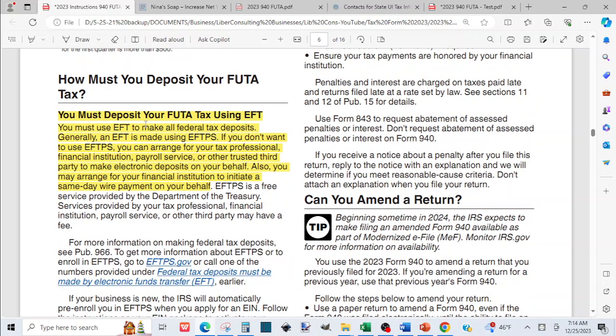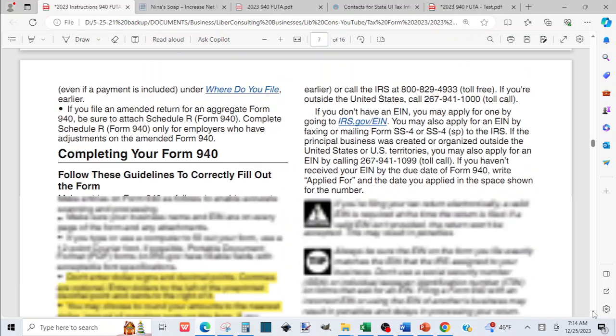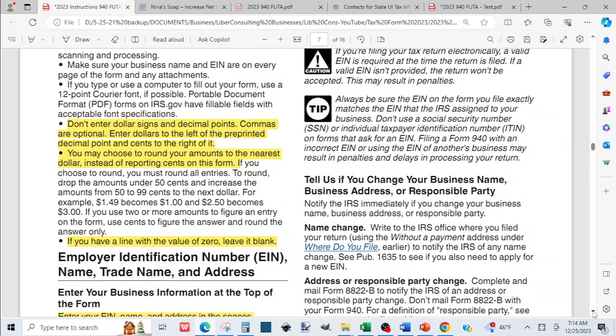And we talked about deposits using the EFT, so we are not going to cover that again. And pretty much, don't enter a dollar sign or decimal point. Commas are optional, so enter dollars on the left of the preprinted decimal point and the cents to the right. You may choose to round to the nearest dollar instead of reporting cents on this form, but if you choose to round, you must round everything. If a line is blank or has a $0 value, you just leave it blank.